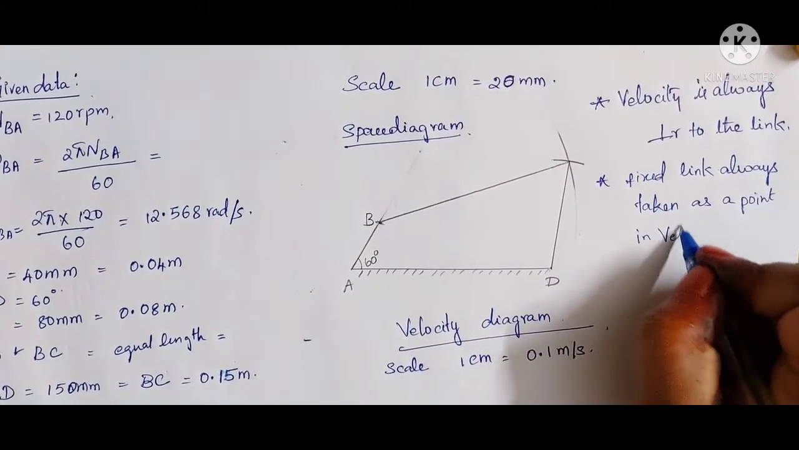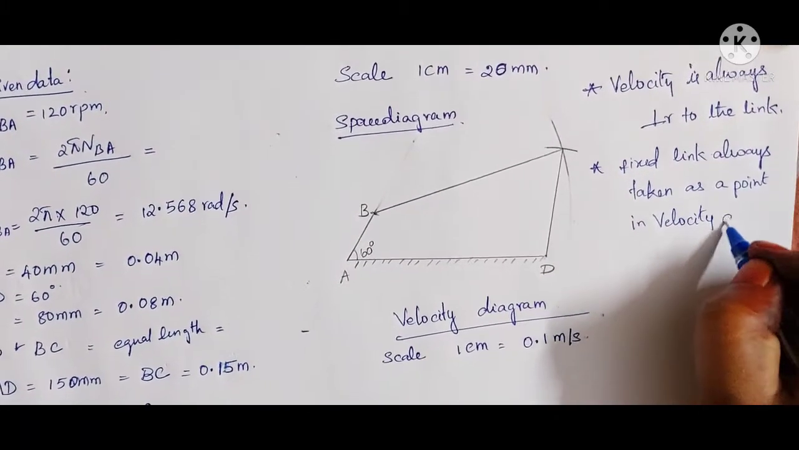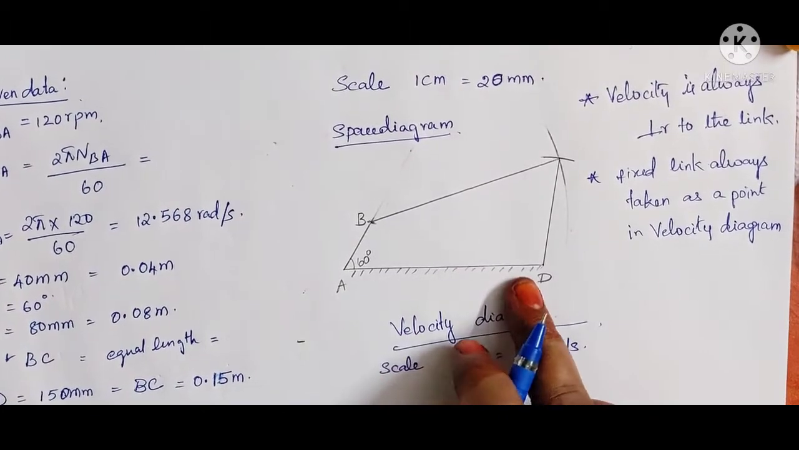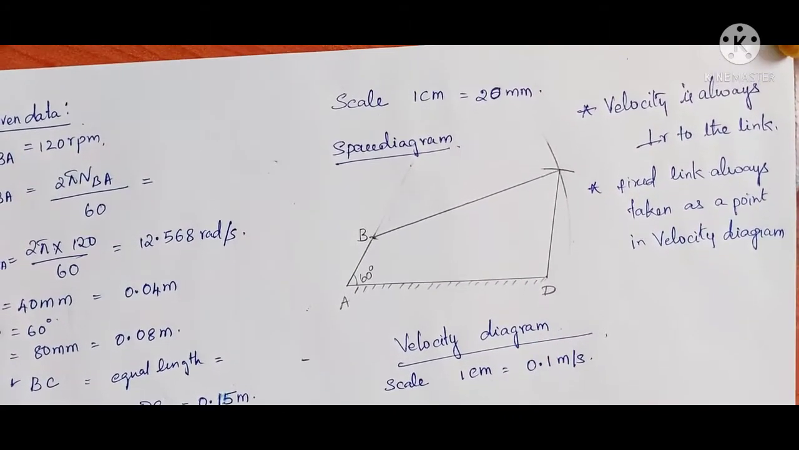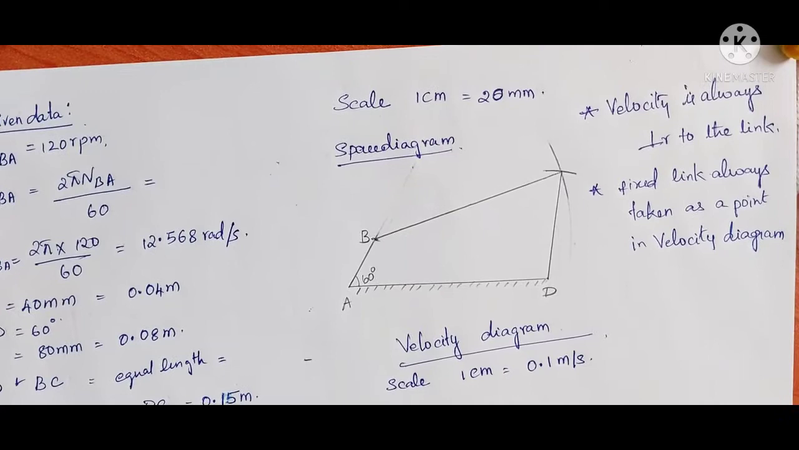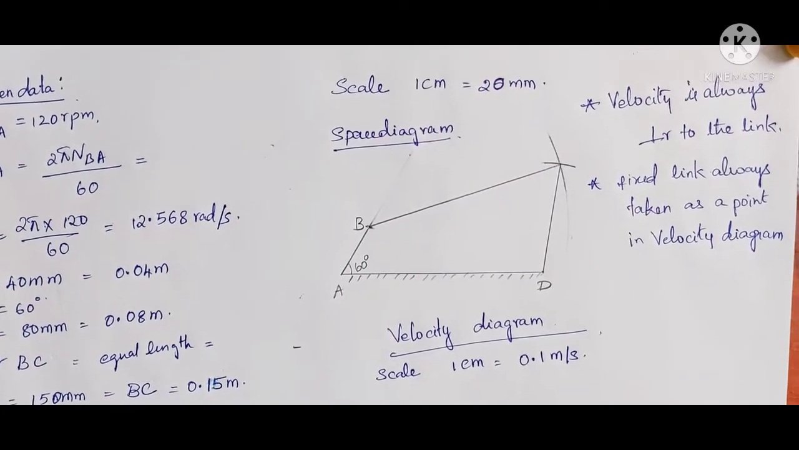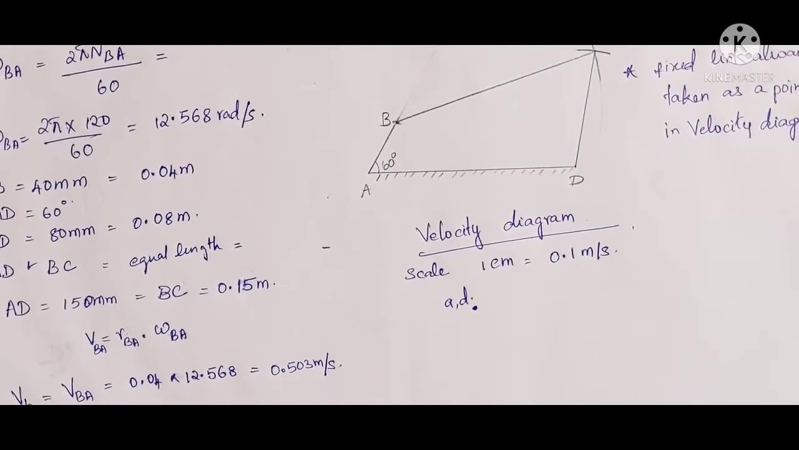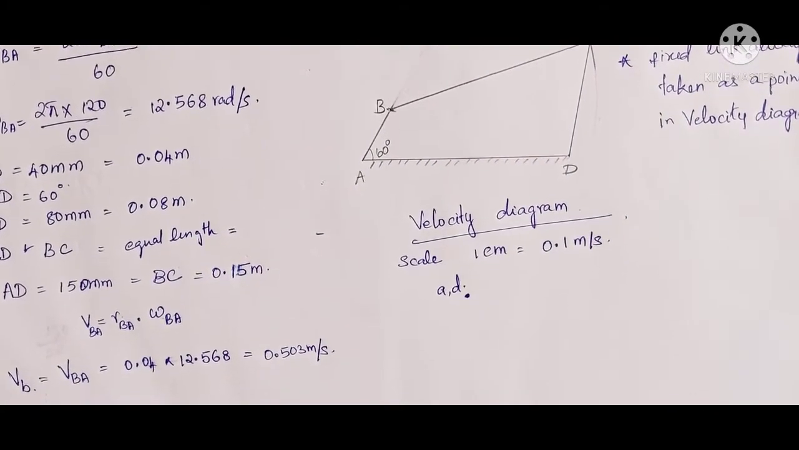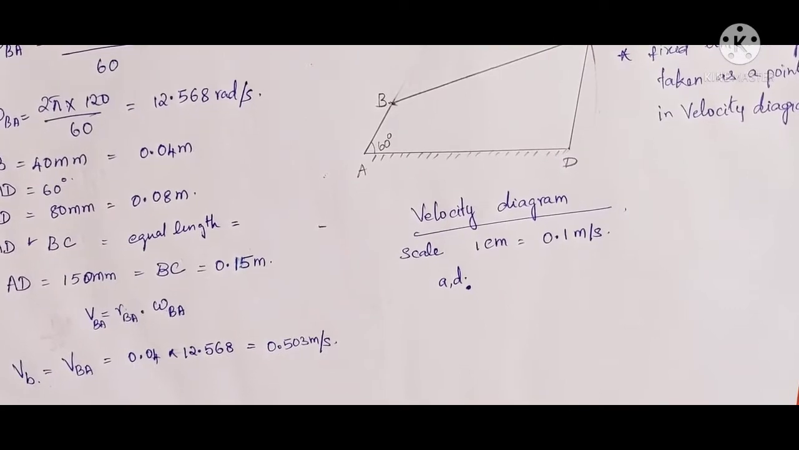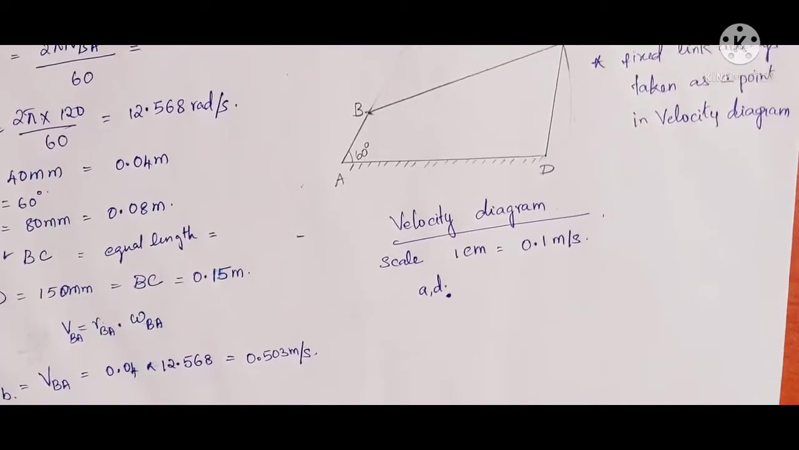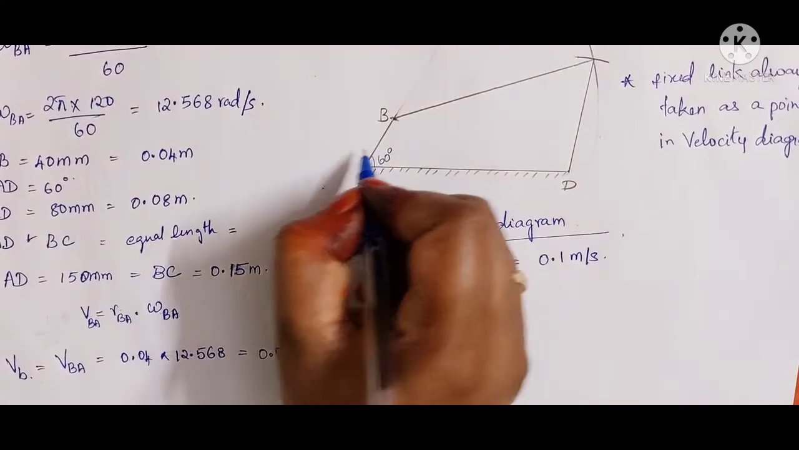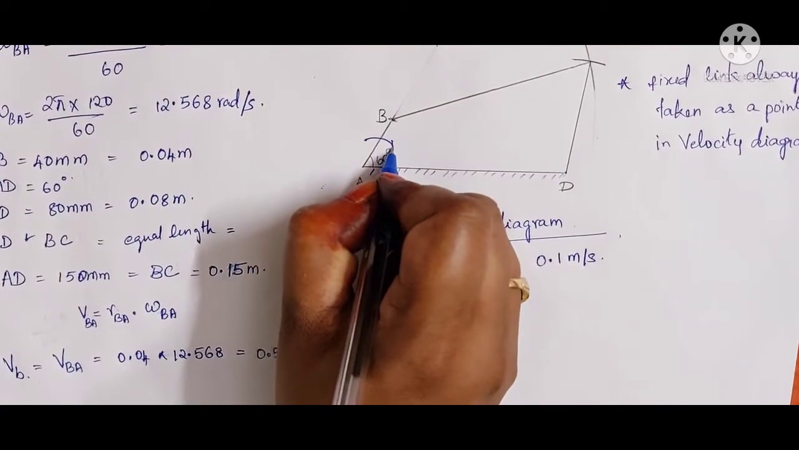In the velocity diagram, if you are considering this fixed link, AD is the fixed link. So AD is taken as a simple point here. While taking this A, D, in which direction do we need to draw this particular line? In the problem it is clearly given that the link AB rotates in clockwise direction. So here we need to mention this clockwise direction.